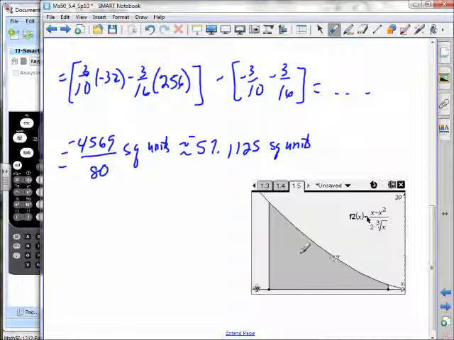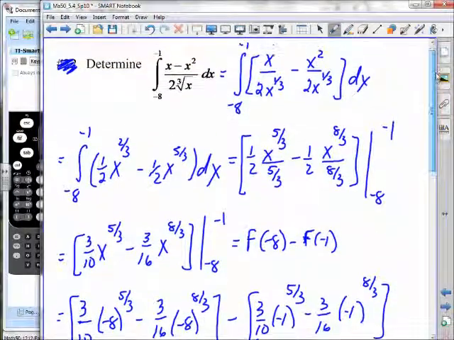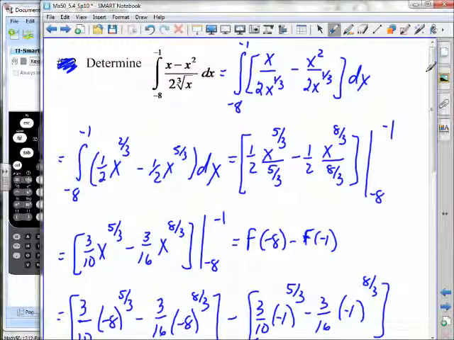Now, remember also there was the property that said, if you integrate, and it was back in section 5.2, but if you integrate from A to B, it's the opposite of going from B to A. Remember that one? So, you're absolutely correct. I did what a lot of you will probably do too. Isn't negative 8 greater than negative 1? Absolute value-wise, the answer is yes, but in actual numbers, no.